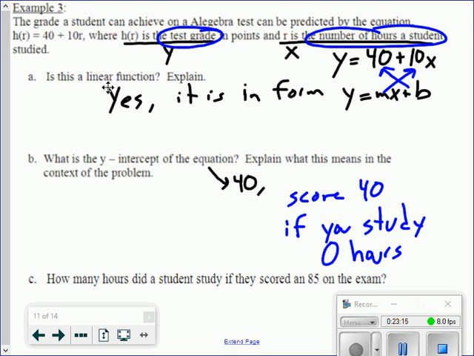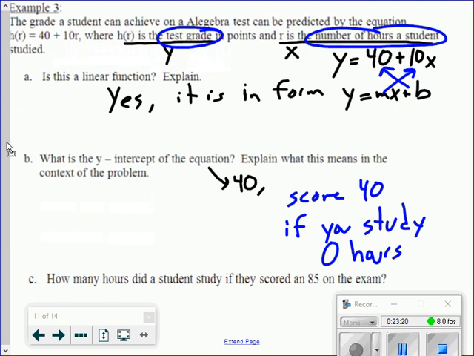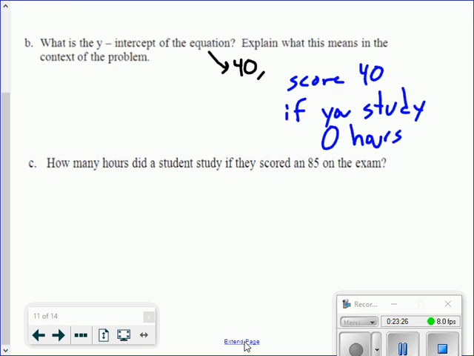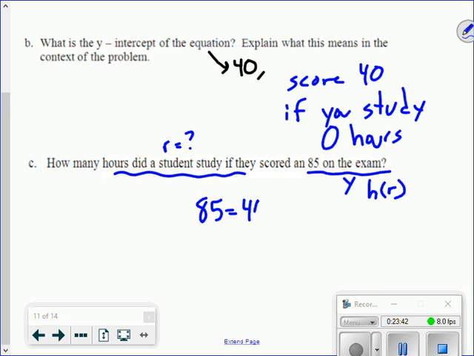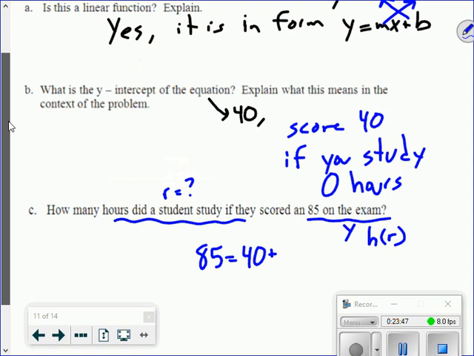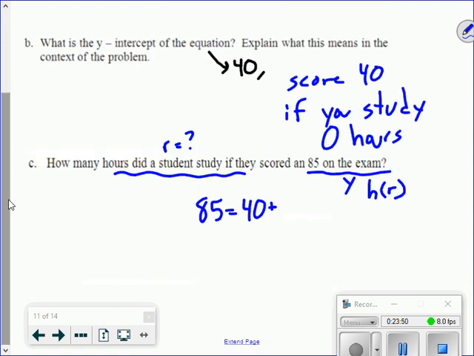And finally, I want to know, do I put 85 in for x or y? So how many hours do they study is what they're asking me. 85 on the test, that would be my y or my H of R. And then this is my R. So I'd like you to try and solve this for R or x, whichever one you used.